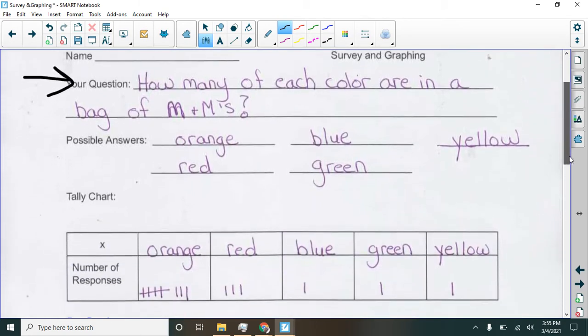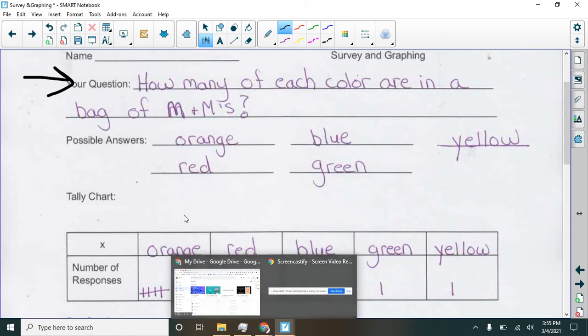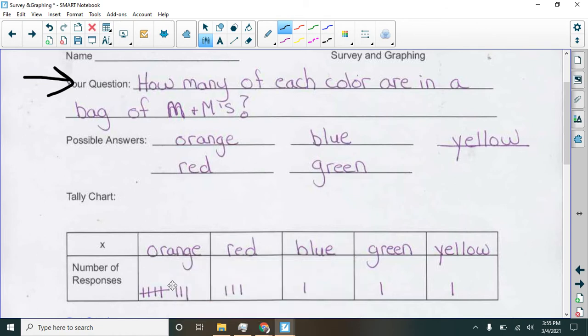Then we created a tally chart. This is also called a frequency table. It shows us how many times each answer appeared. And this bag must be quite unusual because I don't usually get that many oranges. But you can see there were 8 oranges, 3 reds, and then 1 of each of the other colors. Must have been one of those little small packs that you get on Halloween sometime. So that is our frequency table.